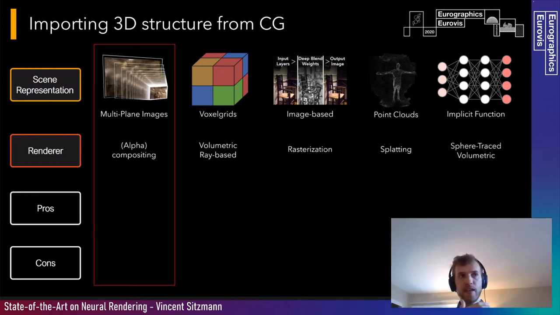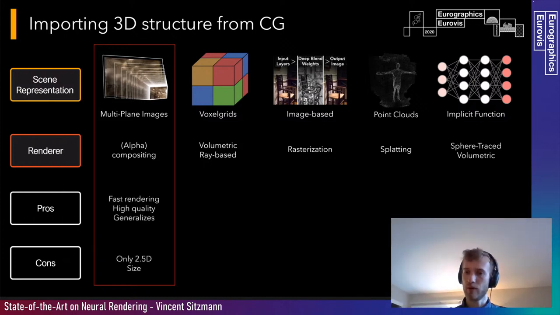And then the rendering algorithm will be an alpha compositing algorithm, which composites the pixels along a ray in some smart way that allows us to render novel views. So this kind of approach has led to extremely high quality results. And you can even render videos. So it's very high quality.